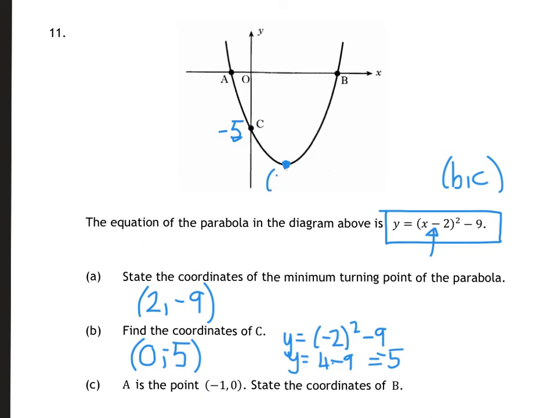And we said that was 2, negative 9. It then tells you A is a point negative 1, so I'm going to put a negative 1 here. And it says state the coordinates of B.